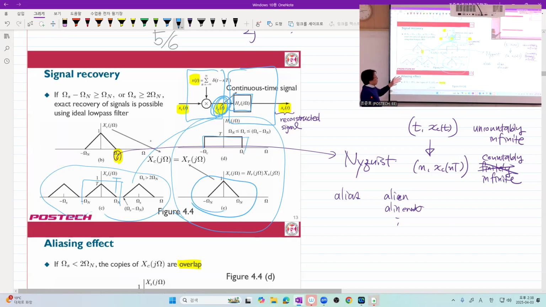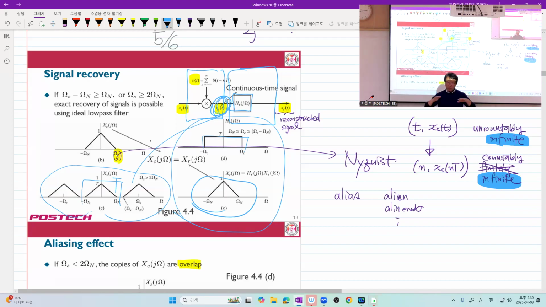So the Nyquist condition, what is that? Strictly band limited, finite energy, and sampling rate is greater than or equal to twice the maximum frequency content. That is what enables perfect reconstruction from uniform samples. Be careful. Sometimes we forget about these two.